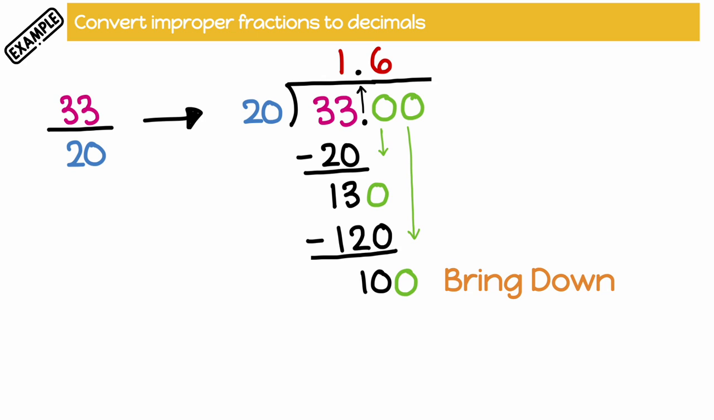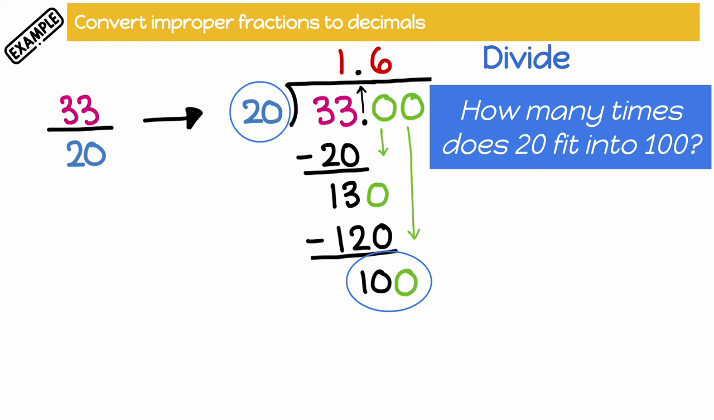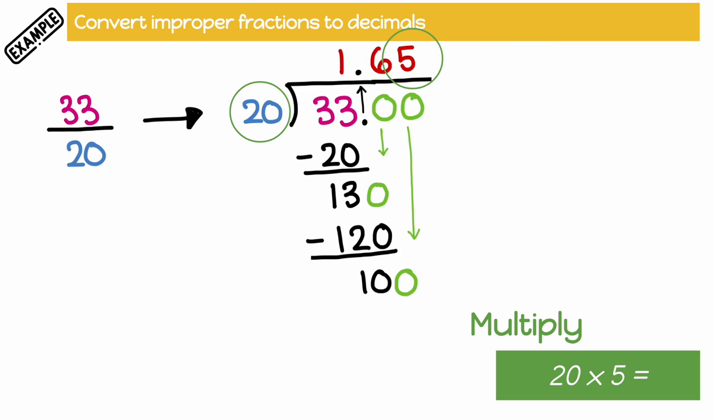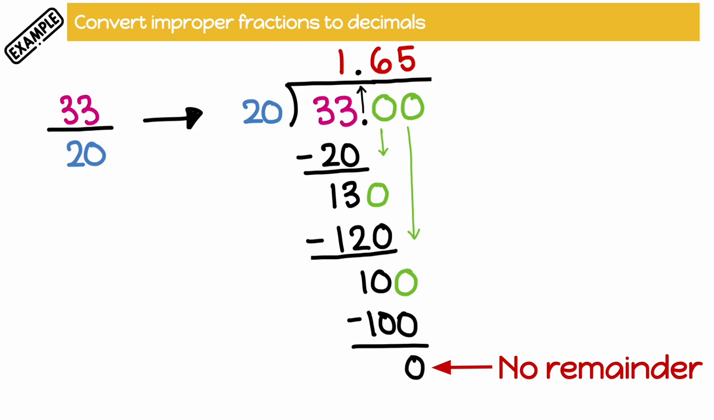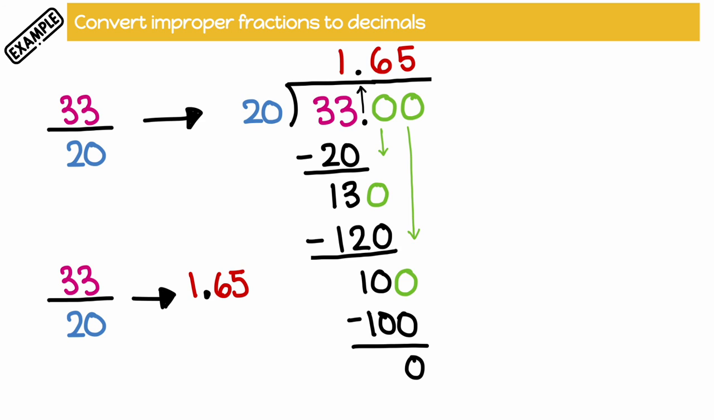We go back to division. How many times does 20 fit into 100? It fits into it 5 times. Then we're going to multiply. We're going to do 20 times 5, which gives us 100. We're going to subtract, and we get 0. Notice that we don't have a remainder. So now we've just converted the fraction 33 over 20 into a decimal, which is equal to 1.65.